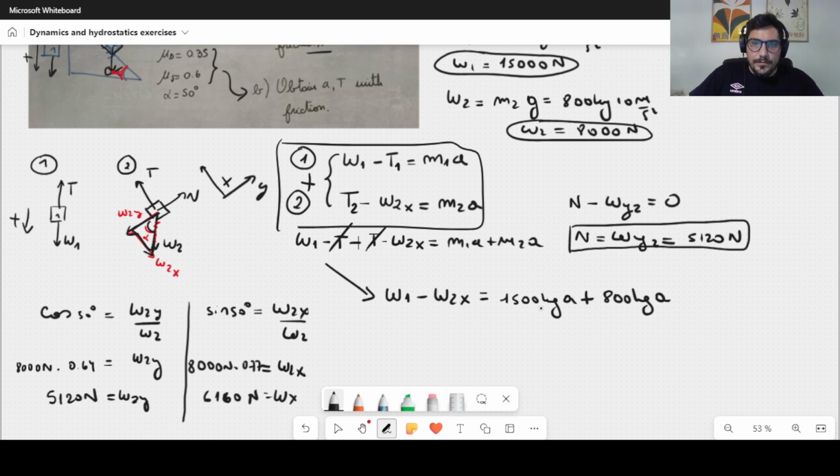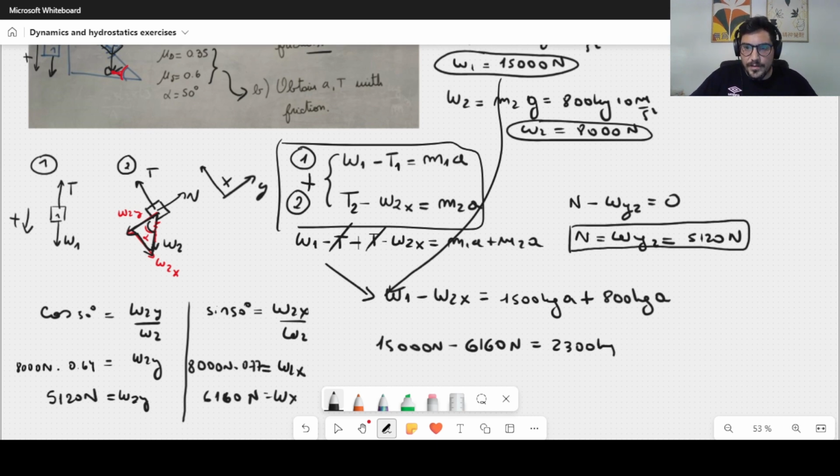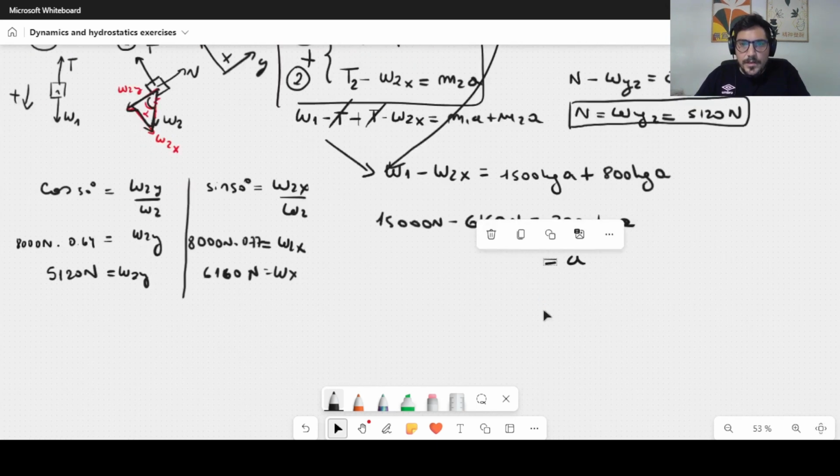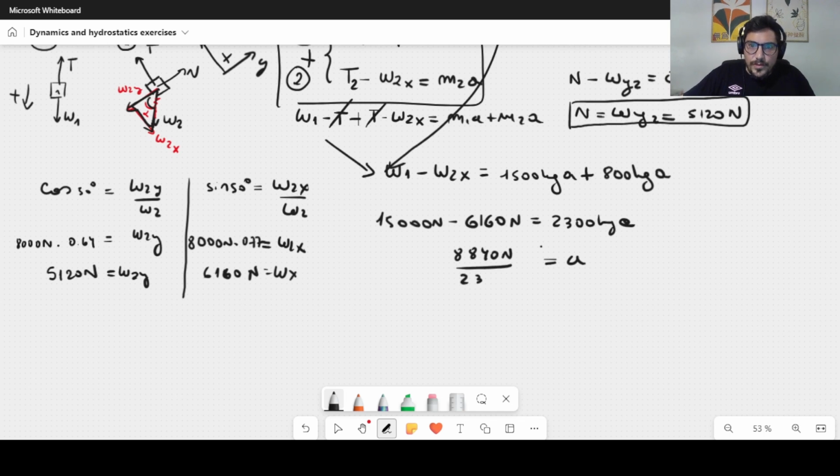And we know the value of weight 1, we obtained it before, the same for weight 2 in x. So 15,000 Newton minus 6160 Newton is equal to 1500 plus 800, so 2300 kilograms times acceleration. And now we are going to subtract here and divide by 2300. The result is 8840 Newton divided by 2300 kilograms. So the acceleration in the system without friction is 3.84 meters per second squared. Okay, and if you want the tension, you replace in any of these two equations.